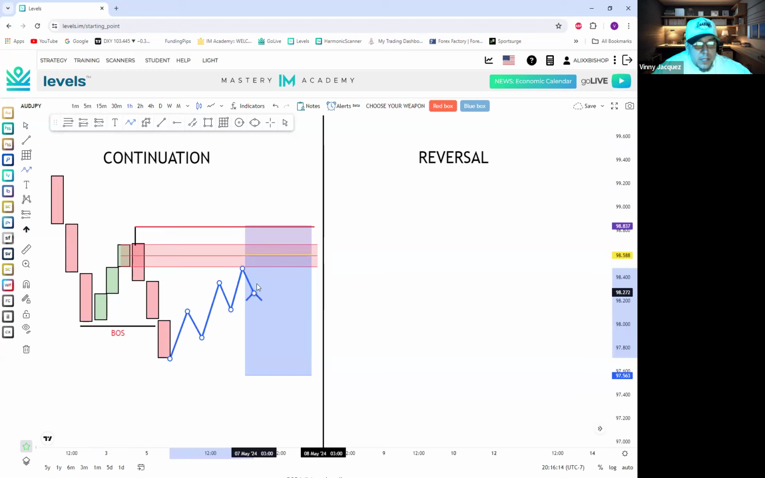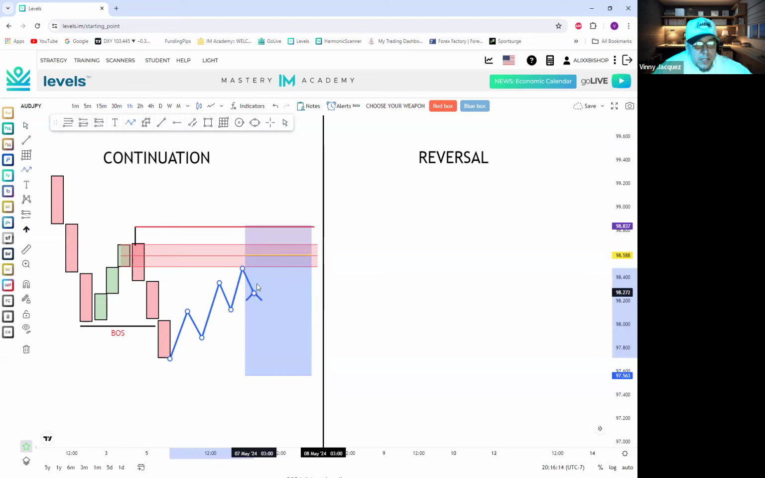So we have a starting point entry. Knew that because of my notes. Let's go, baby. We have a starting point entry. But do we have another entry, guys, that we can see using market structure? You guys tell me, can we see another setup that we can use?